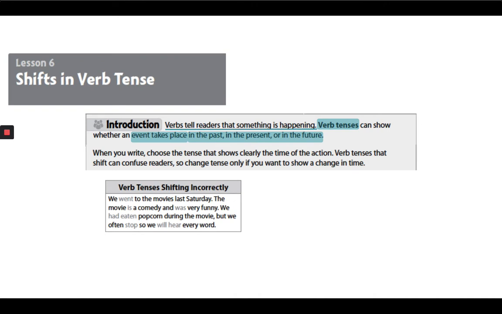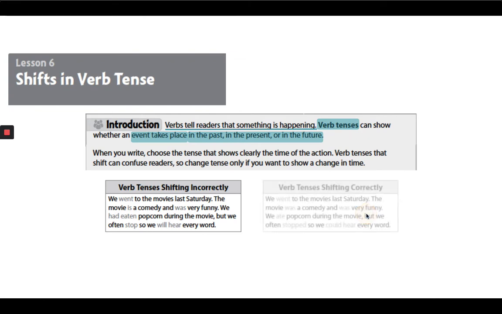So here's one that is done incorrectly. We went to the movies last Saturday. The movie is a comedy and was very funny. We had eaten popcorn during the movie, but we often stop so we will hear every word. Sounds weird, doesn't it? Everything doesn't flow nice and smoothly.